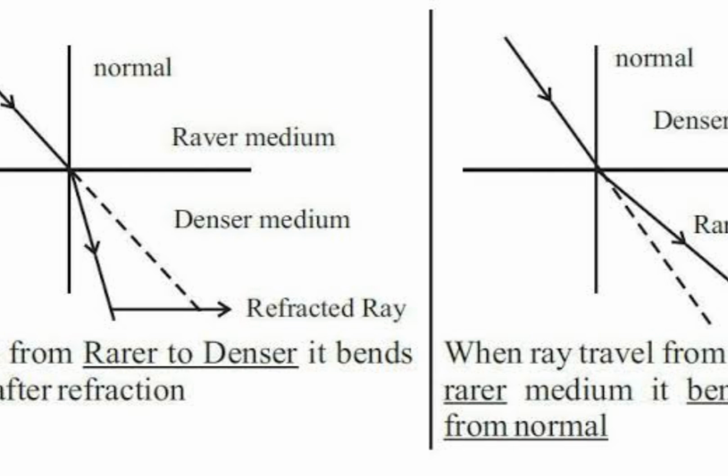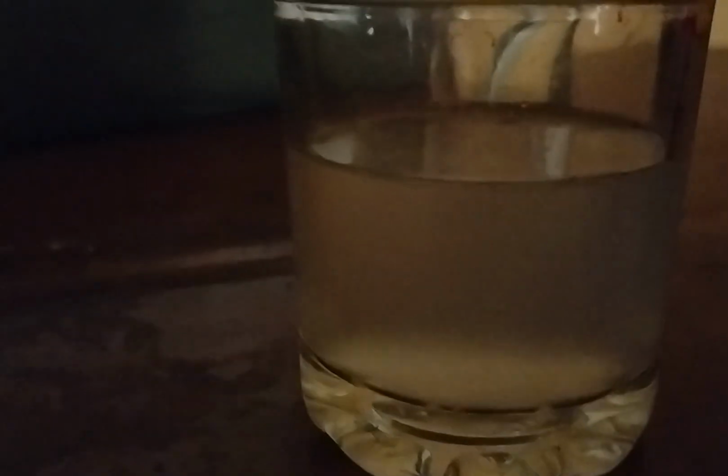This is the diagram for refraction of light when it travels from rarer to denser medium and when it travels from denser medium to rarer medium. When the light ray travels from rarer to denser medium, the refracted ray gets closer to the normal. And in the case of denser medium to rarer medium, what happens? The refracted ray goes away.